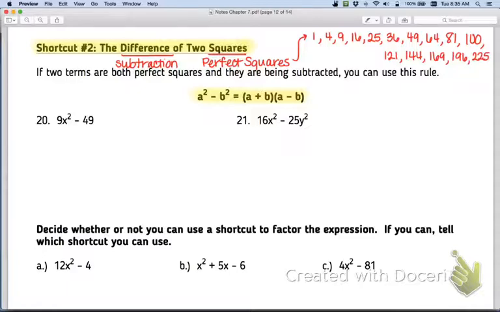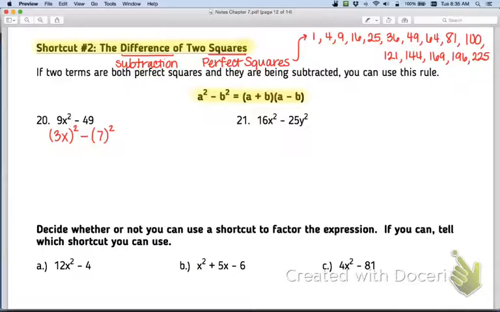When I have 9x squared minus 49, you notice if you look up your list of perfect squares, 9 and 49 are both perfect squares. So we have to ask ourselves, what did we square to get 9? That was 3. And what did we square to get x squared? Well, we squared x. So this is 3x squared minus, what did we square to get 49? That's 7. So this is really 3x squared minus 7 squared.